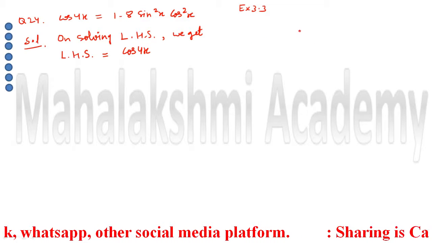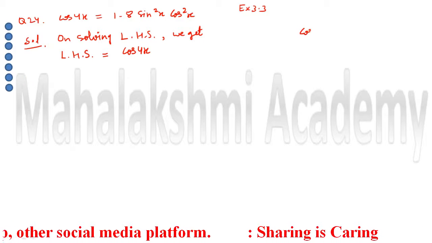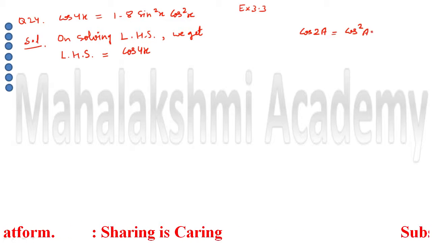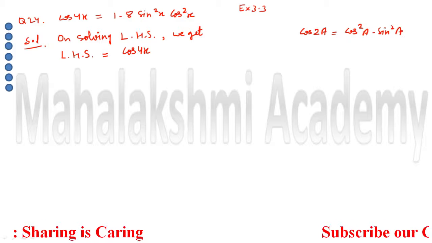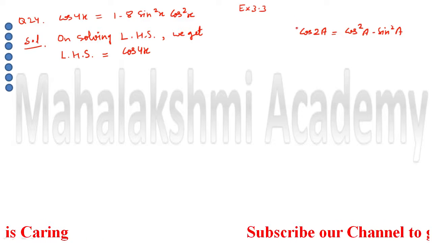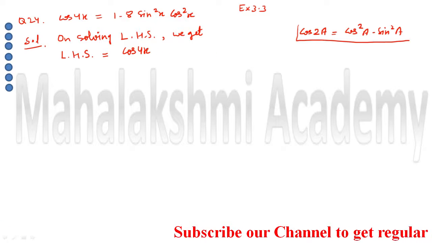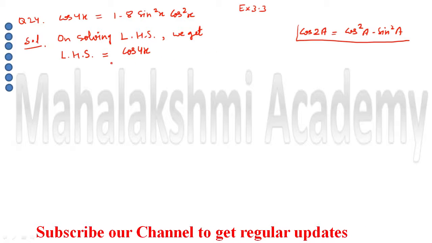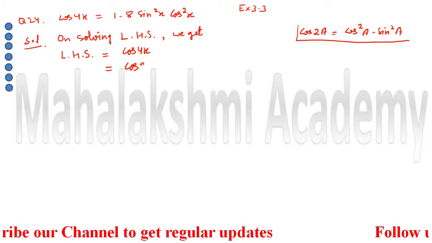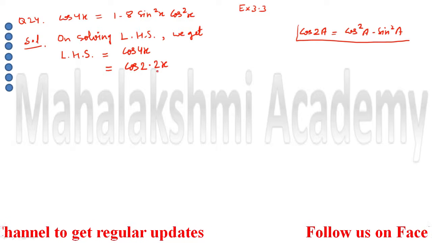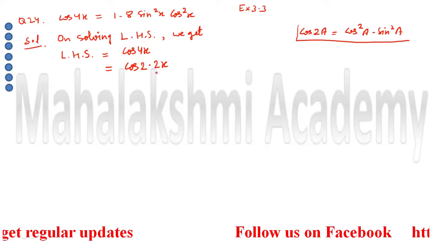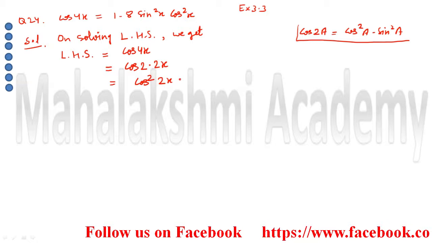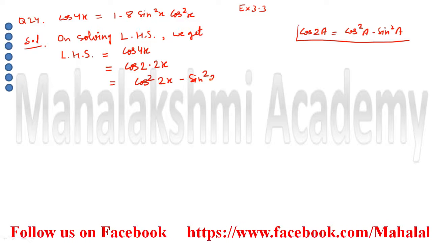I am writing the formula here which I am going to use. The cos 2a formula is cos square a minus sin square a. So this formula I am going to use here again and again, that's why I wrote it here. First of all we are going to split the angle 4x as a multiple of 2 so that we can use the formula. So it's going to be cos 2 multiplied by 2x. So this 2x will behave as a. So when we use the formula it is going to be cos square 2x minus sin square 2x.